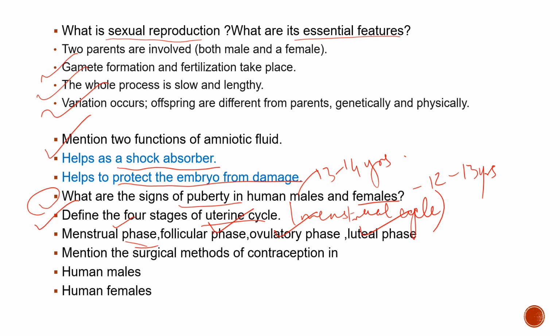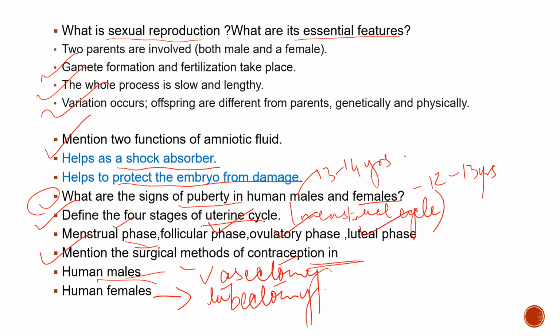Now mention the surgical methods of contraception in human males. So what is the surgical method of contraception? Here we know that it is vasectomy, and in females, this one is tubectomy.